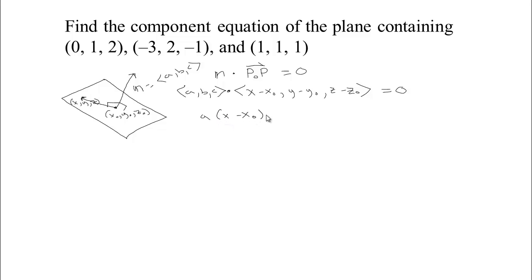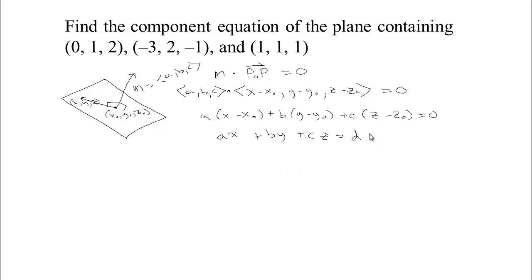a times x minus x naught plus b times y minus y naught, I'm just doing the dot product here, plus c times z minus z naught equals 0. In fact, these x naught, y naught, z naught are going to be known constants. It's x, y, and z that are going to be the variables. So the variable stuff is going to be ax, by, and cz. The rest of these are going to be constants, ax naught, by naught, cz naught. So let's just move them all over onto the right-hand side and call them d.